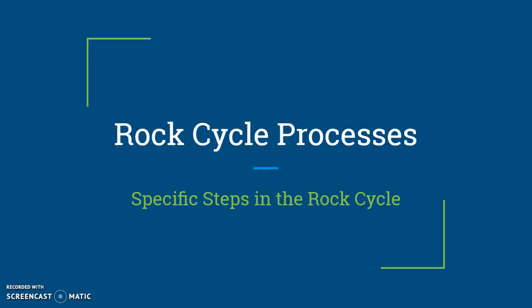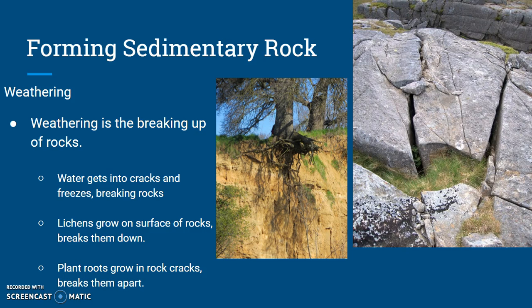Okay, we're going to talk about rock cycle processes and some of the specific steps in the rock cycle. To form sedimentary rock, the first step is called weathering. Weathering is the breaking up of rocks. So on your notes, there you go. What it says, weathering is breaking up of rocks. So how does that happen?